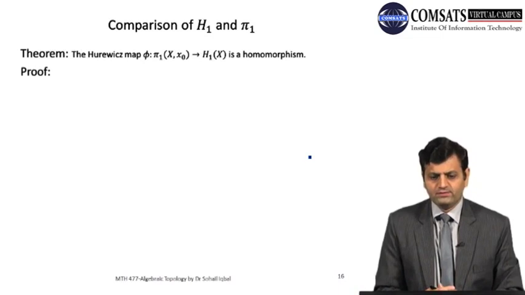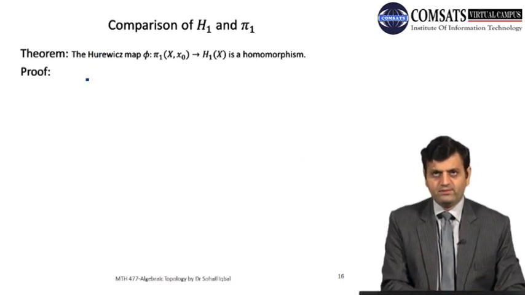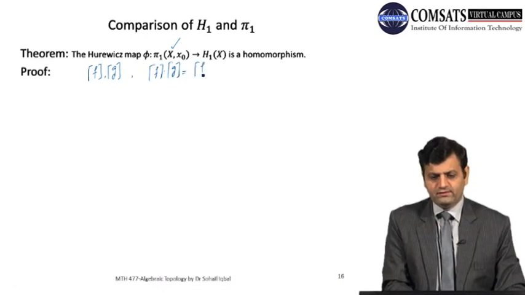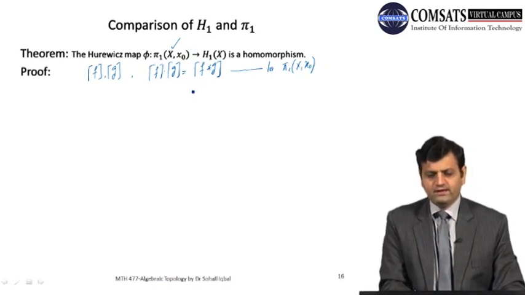So how to prove that this map is a homomorphism? The proof is basically very simple. If we have two functions, f and g, and we know that we can multiply two elements from here, the image is basically f into g, which is equal to f star g, and we are talking about π1 of x naught. So that's how we define the multiplication.